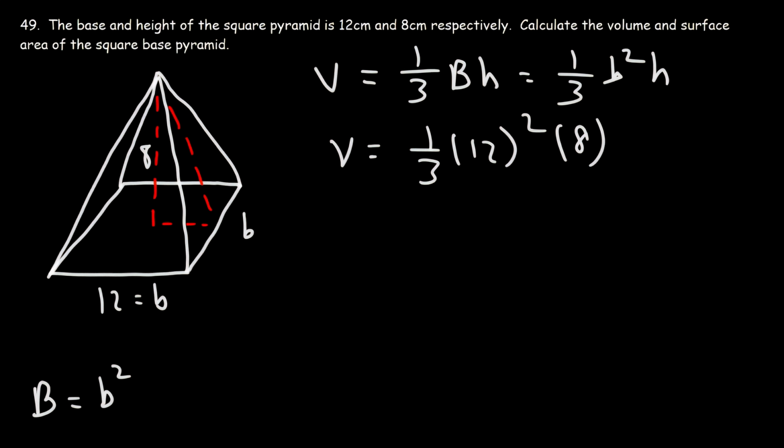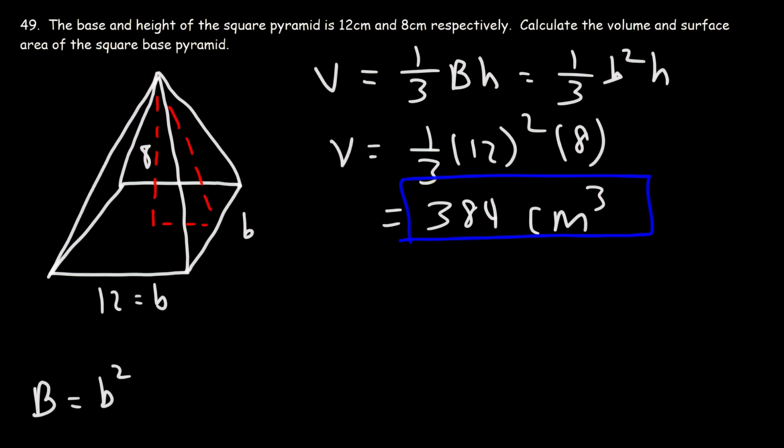12 squared is 144. If we divide that by 3, that's 48. 48 times 8 is 384. So the volume of the square pyramid is 384 cubic centimeters. So that's the answer for the first part. Now let's calculate the surface area. The surface area of the pyramid is basically the area of the base plus 1/2 of the perimeter of the base times the slant height.